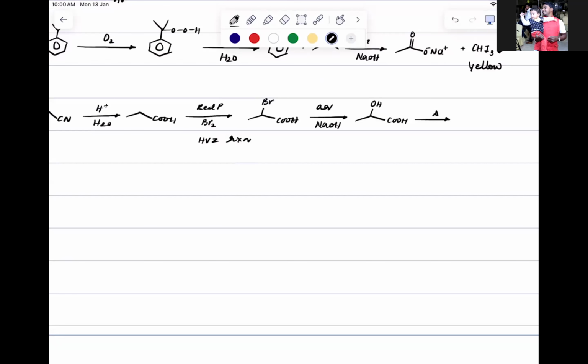81, crossed Cannizzaro is what we need to know. Formaldehyde plus benzaldehyde, if it is given with concentrated OH minus, we should know that the benzaldehyde will convert into an alcohol and the other will convert into an acid form.